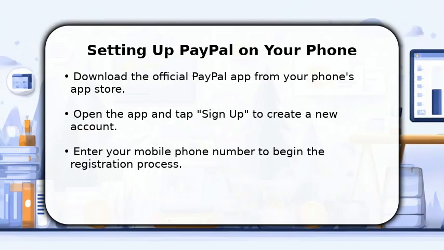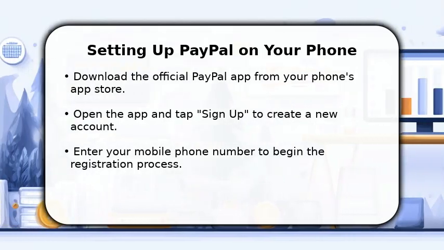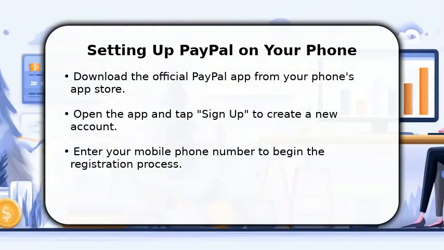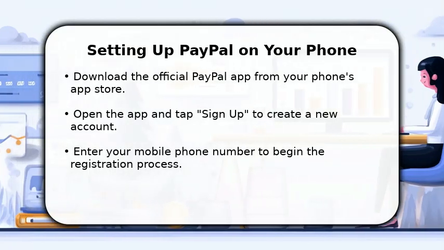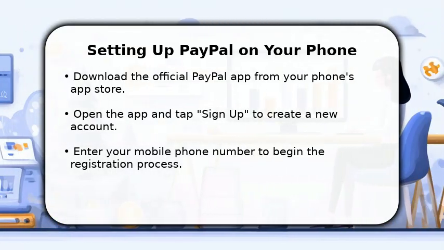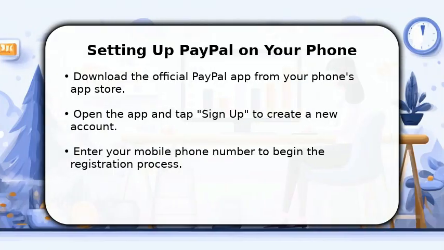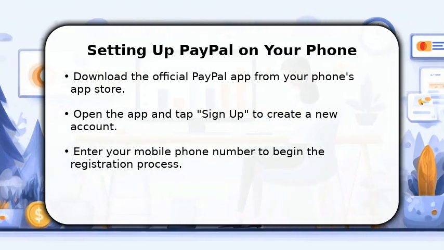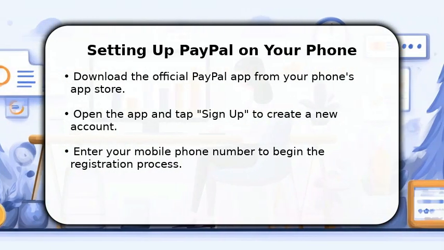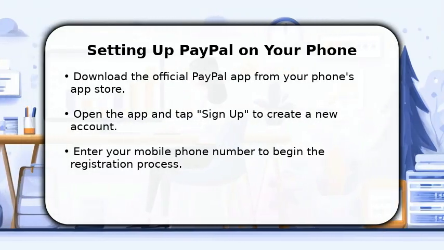In this video, I will show you how to set up PayPal on your phone. First, head to your device's App Store, whether it's the Apple App Store or Google Play Store, and download the official PayPal application. Once installed, open the app and you'll see an option to sign up. Tap that to start creating your new account.